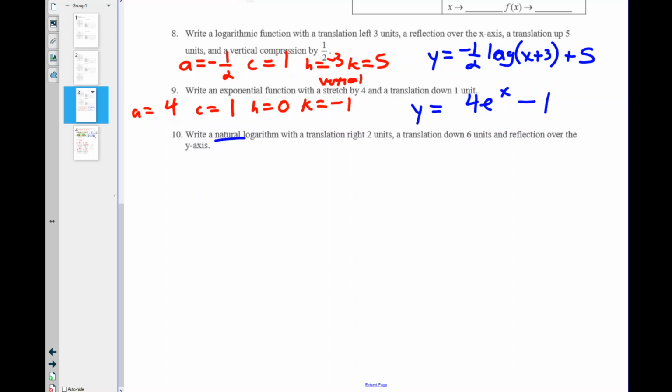All right, the last one. Now this one does say natural log, which doesn't make the first one wrong, but it just says that this one has to be ln. A, C, H, K. What's A here? A is 1. Good. What's C? -1. It's a y-axis reflection. What's H? +2. What's K? Excellent.